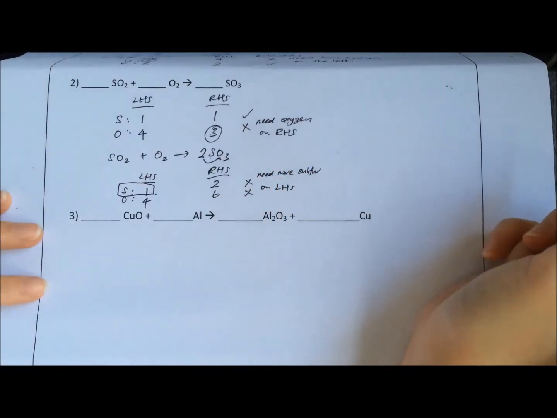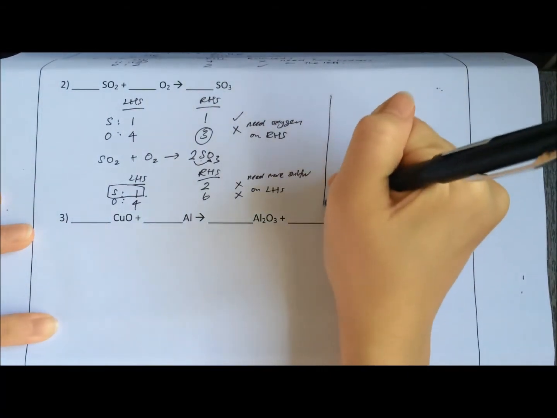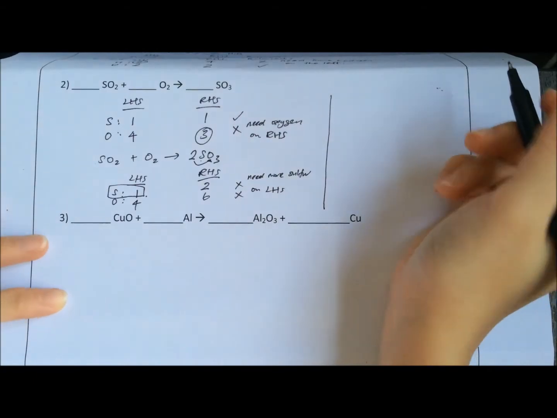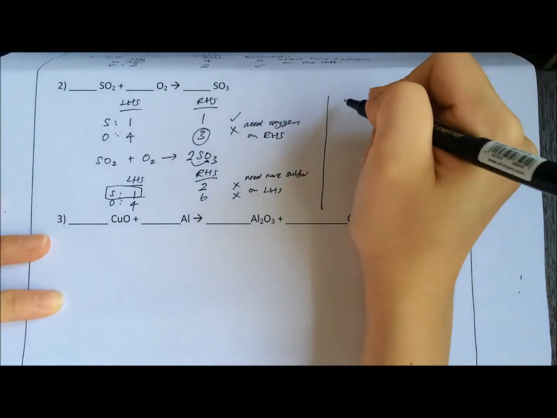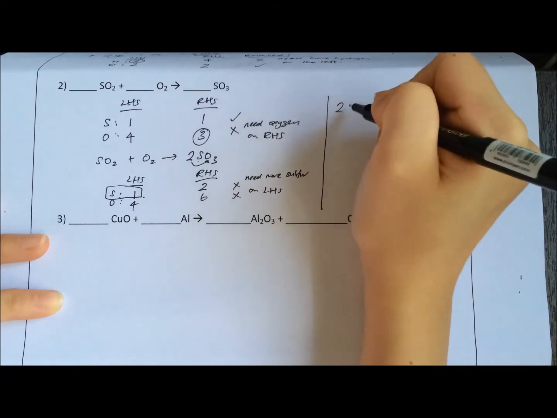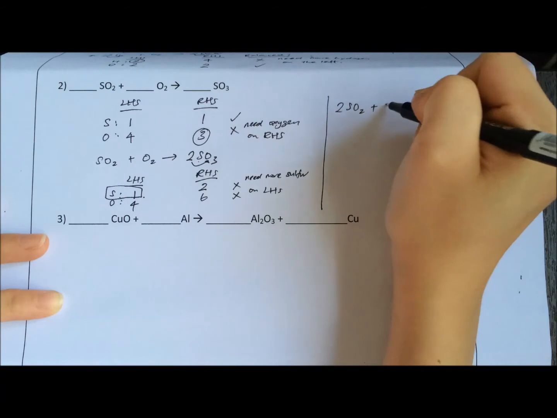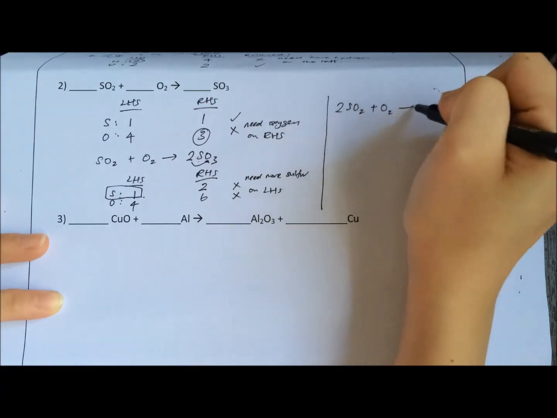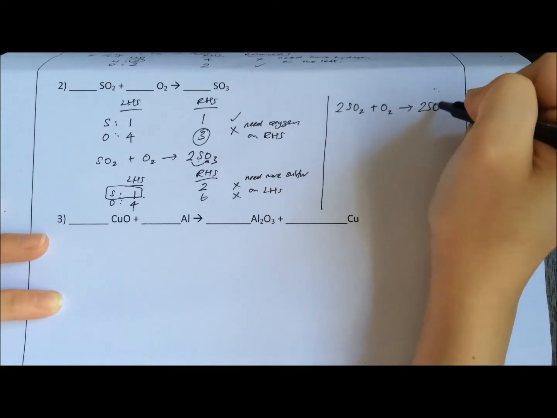Okay, then what do we do next? So you can write the equation down one more time. Now we need more sulfur on the left. So my sulfur on the left, I will increase the number to 2. So 2SO2 plus O2, no change, arrow, 2SO3.